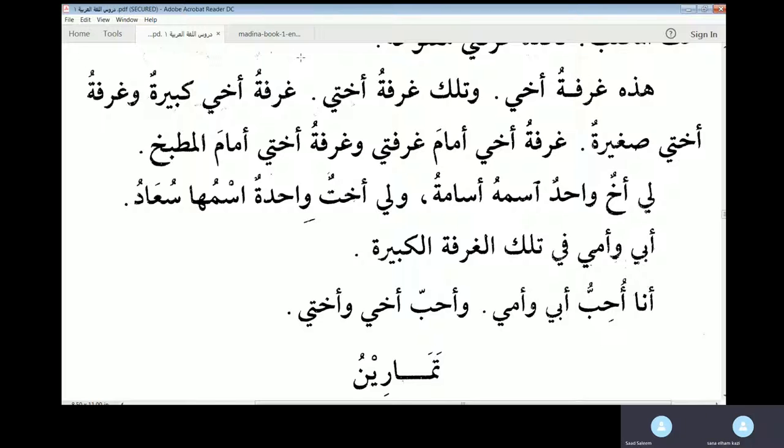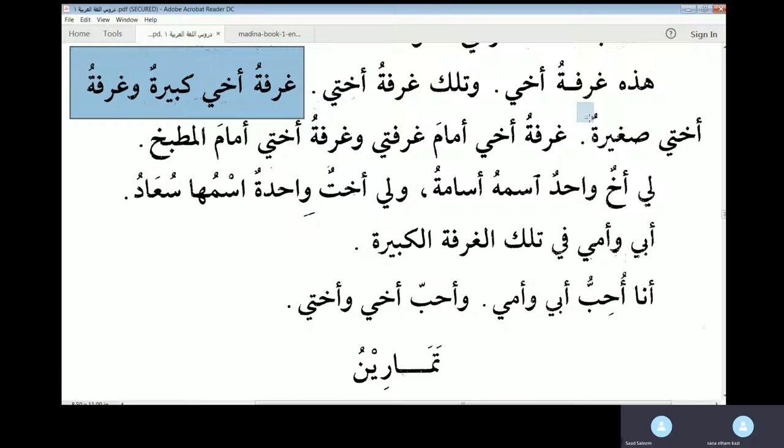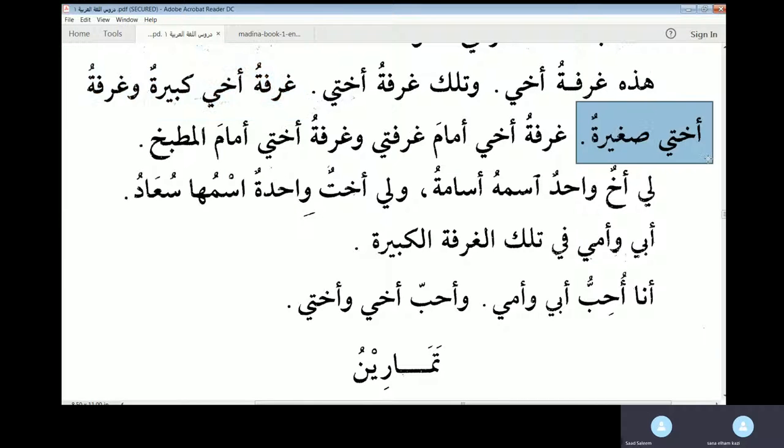Yes. Hazihi Ghurfatu akhi. This is my brother's room. Wa tilka Ghurfatu ukhti. And that is my sister's room. Ghurfatu akhi kabiratun wa Ghurfatu ukhti saghiratun. My brother's room is big and my sister's room is small.